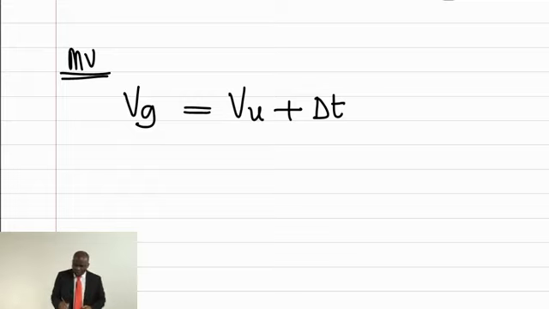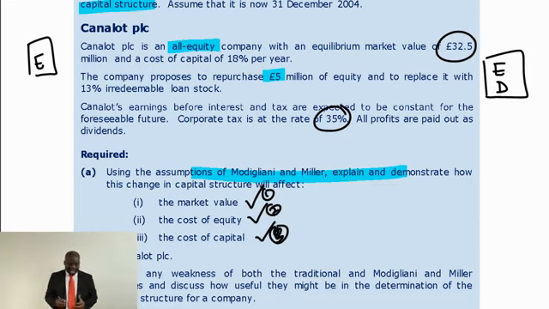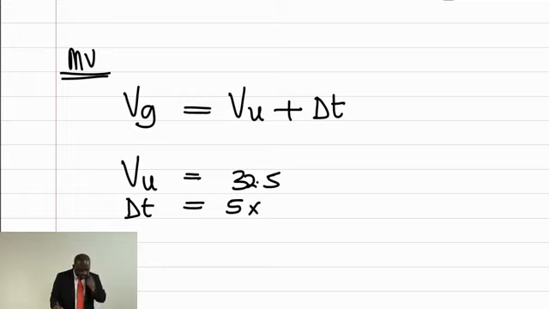So therefore, what is the value of the ungeared? If you go to the question, it's the same company. Canalot is ungeared first. When it was ungeared, what was its market value? Its market value is 32.5. So the ungeared value is simply 32.5. So I put a 32.5 here. What then will be the DT? The debt value is 5 million and the tax rate is 35%, and that is giving 1.75.